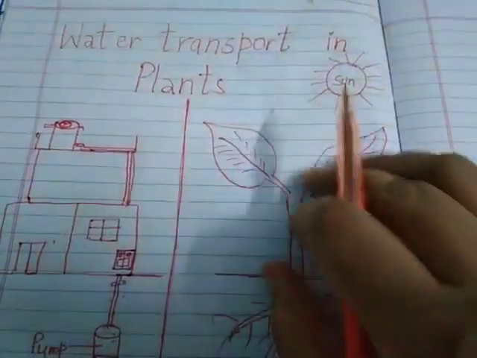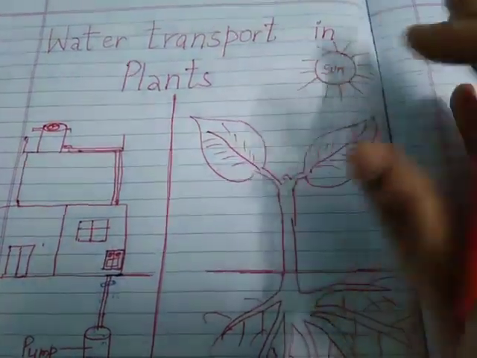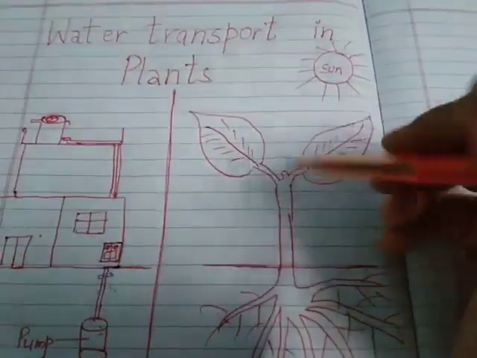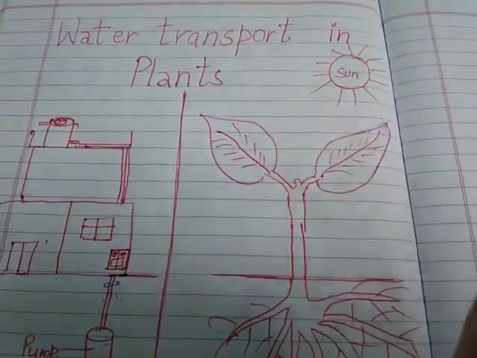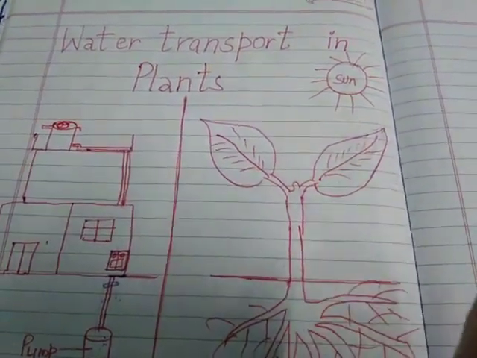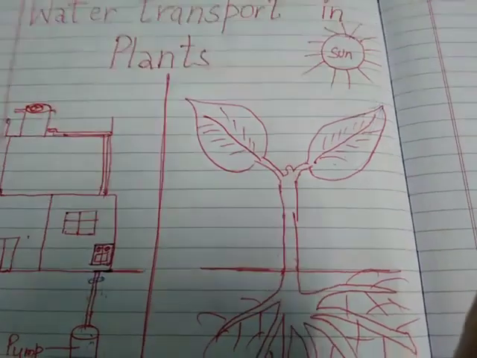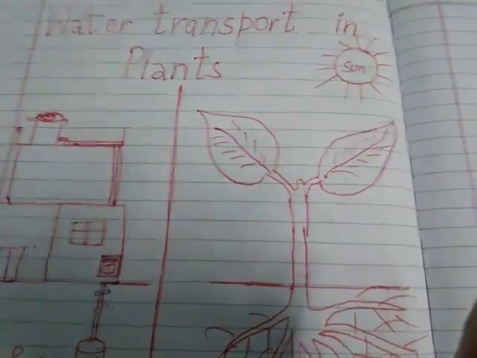Now this leaf loses water, and when there is loss of water from the leaf, the plant requires more water. Okay, let's understand it with an example.